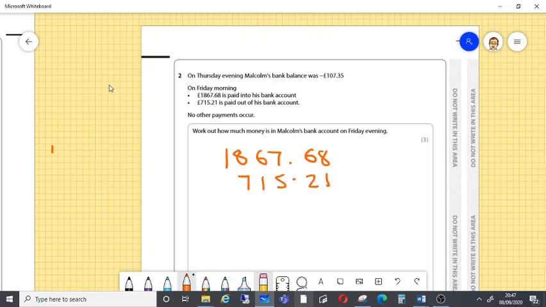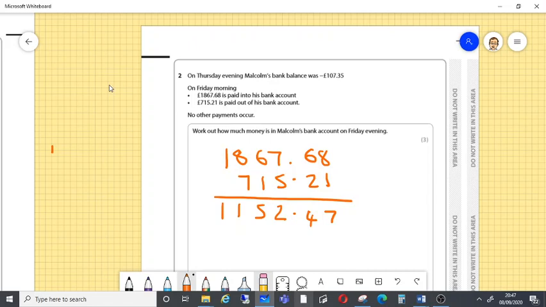Now some people might do this a different way. I'm just looking at this and going, yeah, I'll take that away from there. 8 take away 1 leaves me with 7. 6 take away 2 leaves me with 4. Put my point in. 7 take away 5 leaves me with 2. 6 take away 1 is 5. 8 take away 7 is 1, and 1 on its own leaves me with 1152.47. That's the balance.